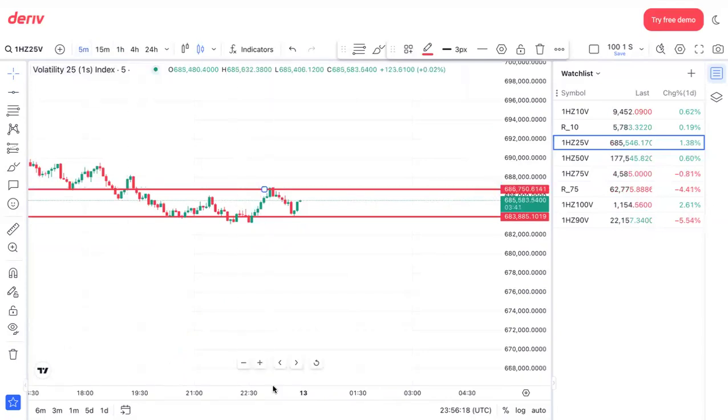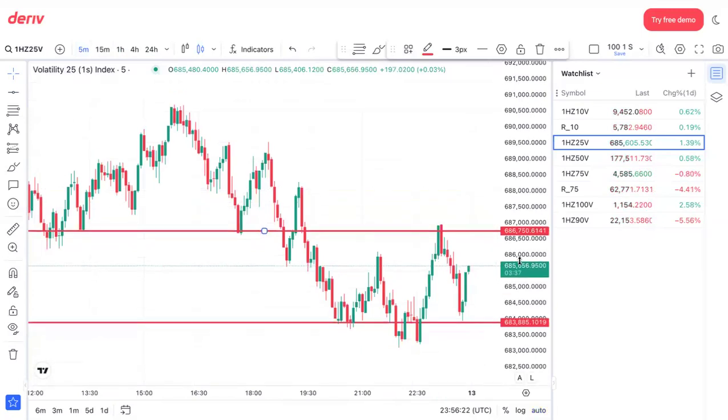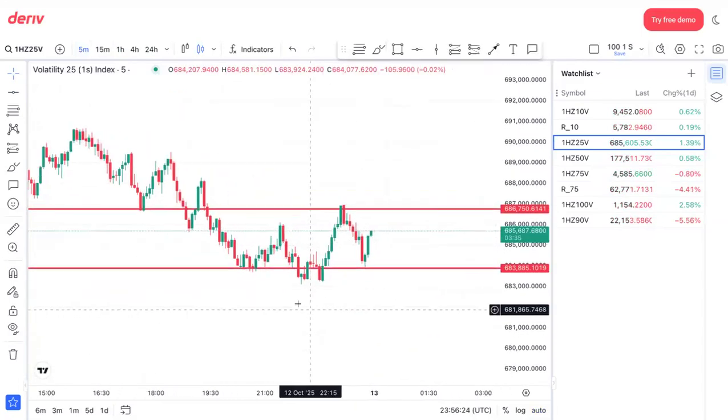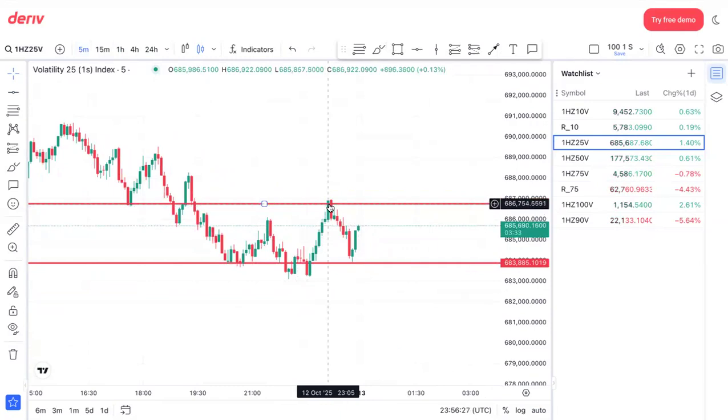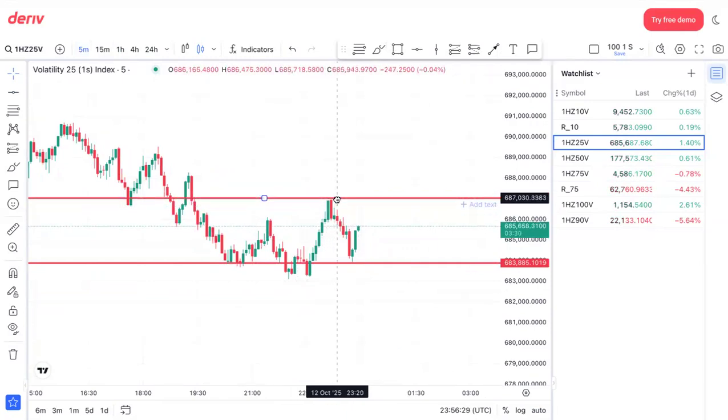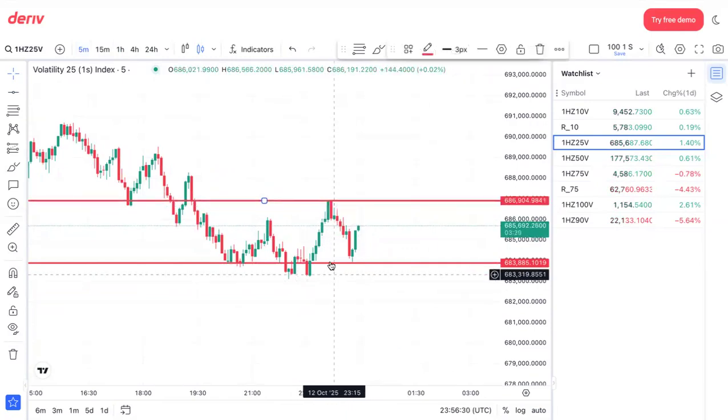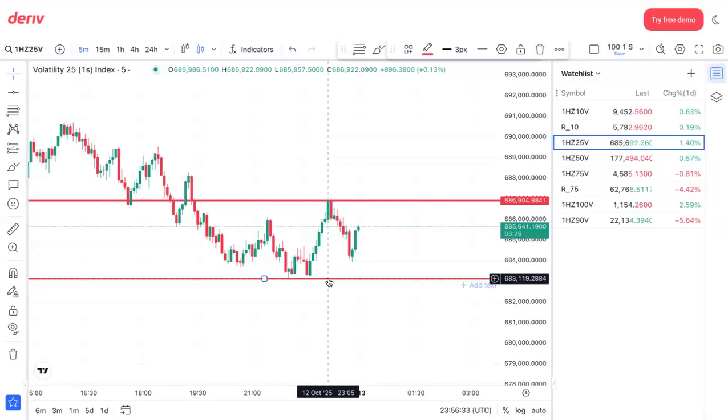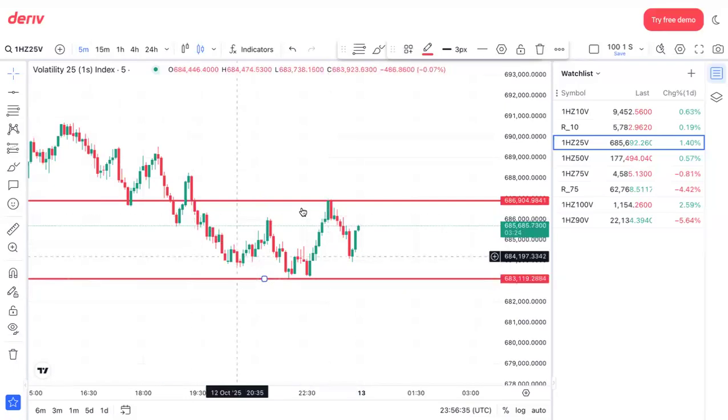You drop to your 5 minutes just the same, right? You see what happened right there? You wait for your break and close. Your ceiling, which is your resistance area, right? And you have your support, which is your floor. You see that? And at the moment, it's just consolidating.